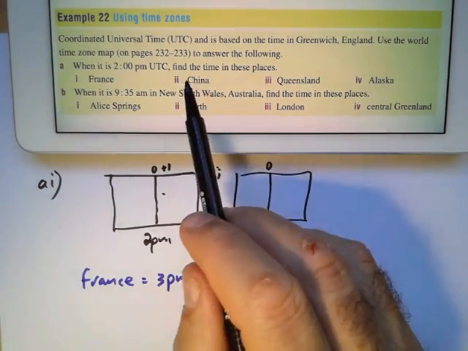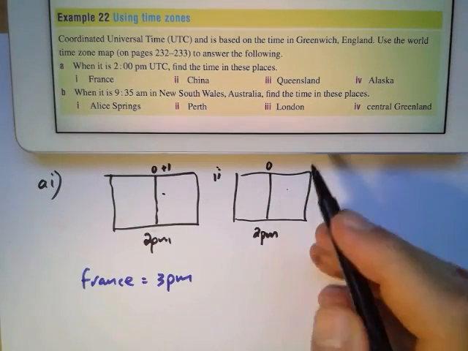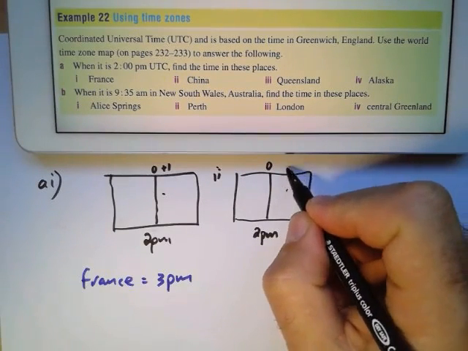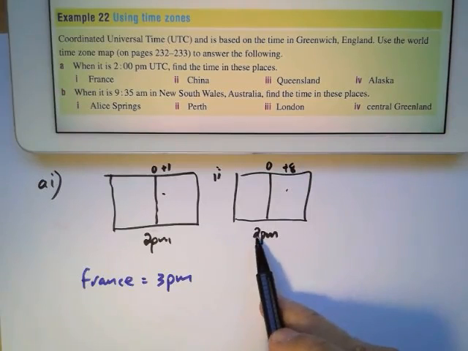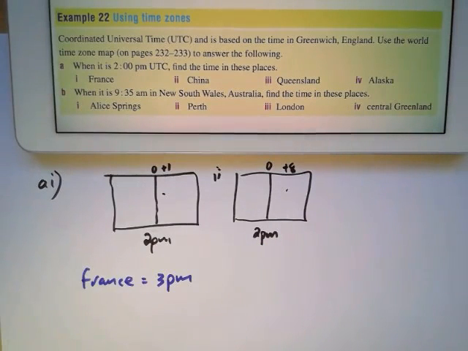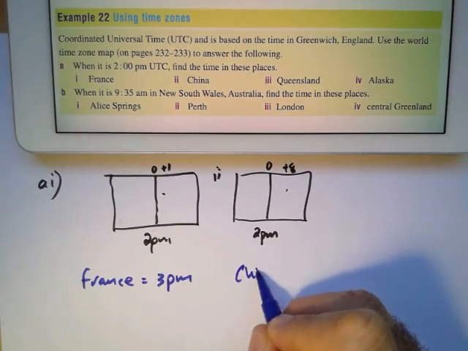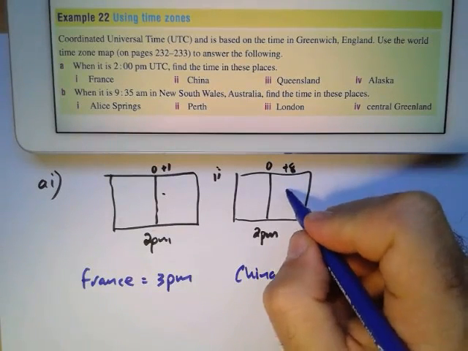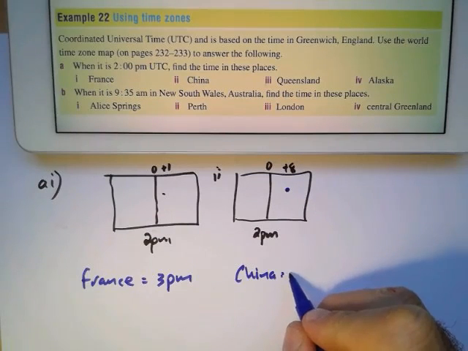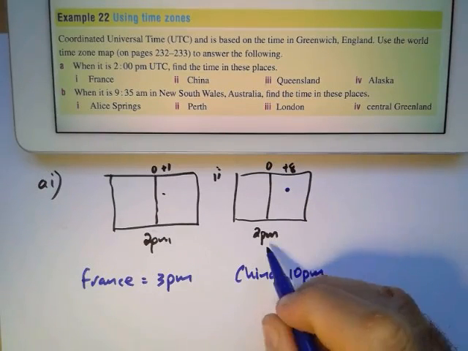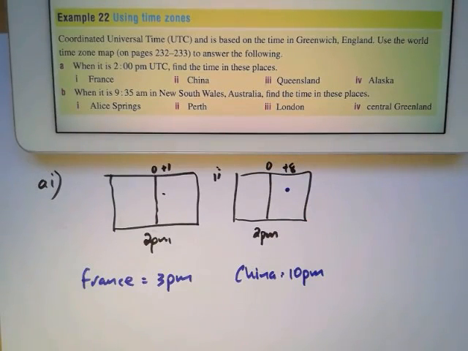In China, China is over here, it's at plus 8. If you look it up, that's at plus 8. So 8 hours ahead of 2 p.m. means that that is at 10 p.m. So in China, it will be 10 p.m. 2 p.m. plus 8 is 10 p.m.